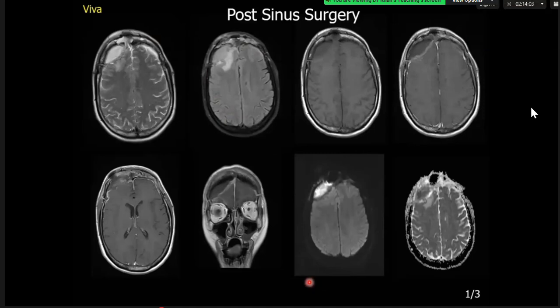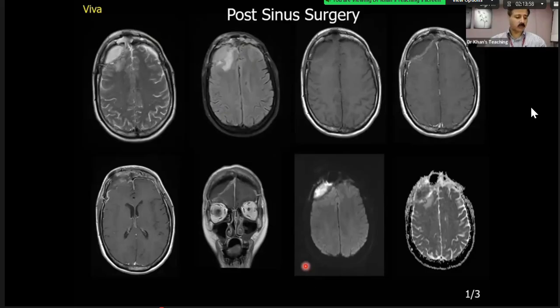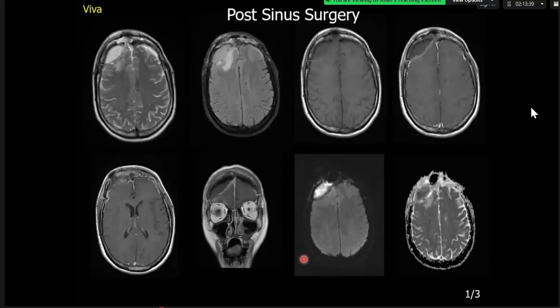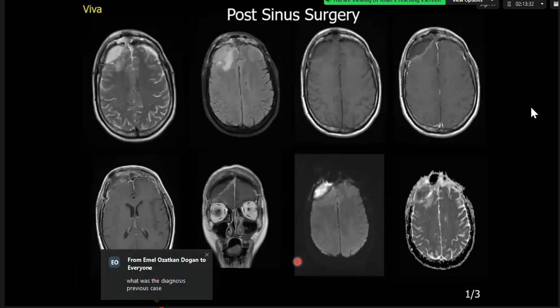Yes, I can now. So, is there an abscess on this scan or not? As I can see, there is an enhancing lesion in the subdural area, and after post-sinus surgery in the frontal lobe, bilateral frontal lobe. So this shows that there is a post-surgical empyema, which is showing the restriction on the right side, right frontal lobe with the ADC mapping.